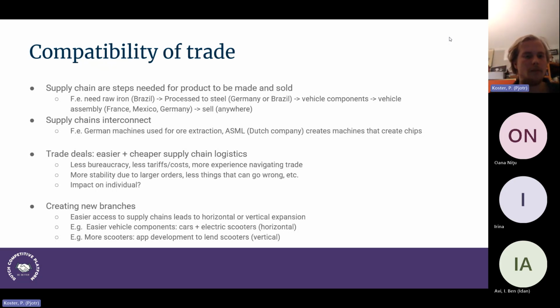And this is very nice, because it leads to more stability, like I said, via large orders, but also fewer things are likely to go wrong or get lost, or you don't have to deal with all those layers of bureaucracy. Yeah, Oana.